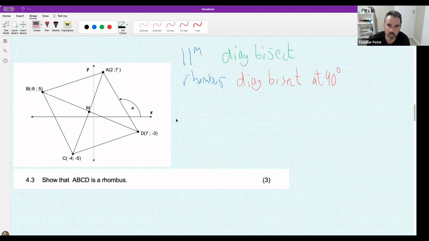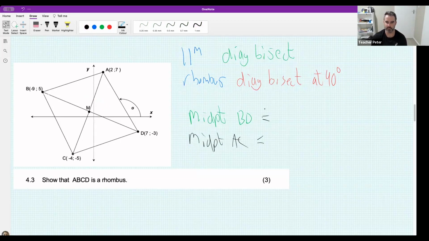But before we can do that, I want you to find me the midpoint of BD and find me the midpoint of AC. And then let's just check that it's a parallelogram before we can even show that it is a rhombus. Okay, so find me the midpoint of BD and AC. And basically, it's the point M that we're trying to, well, is it? I don't know. We have to check.